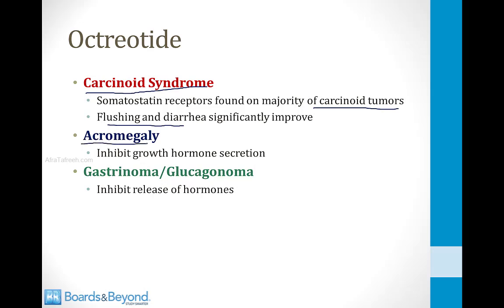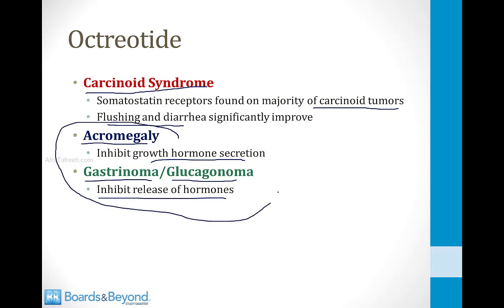In acromegaly, it can inhibit growth hormone secretion. And I mentioned this before, but patients who have gastrinomas or another rare type of GI tumor called a glucagonoma can be administered octreotide and it will inhibit the release of these hormones. This is easy to remember if you just remember that octreotide in general shuts down hormone release. That's how it helps in many of these disorders.